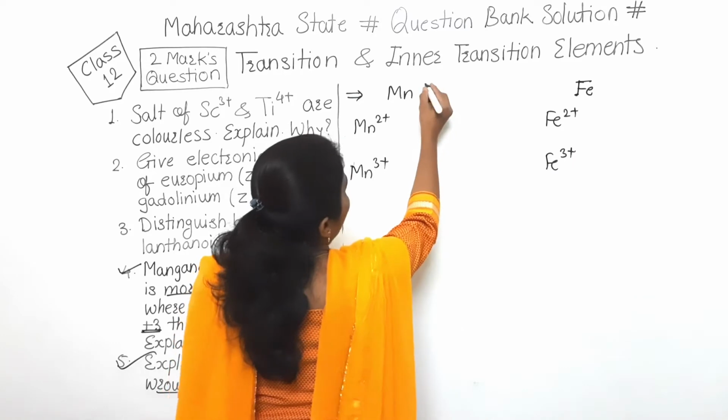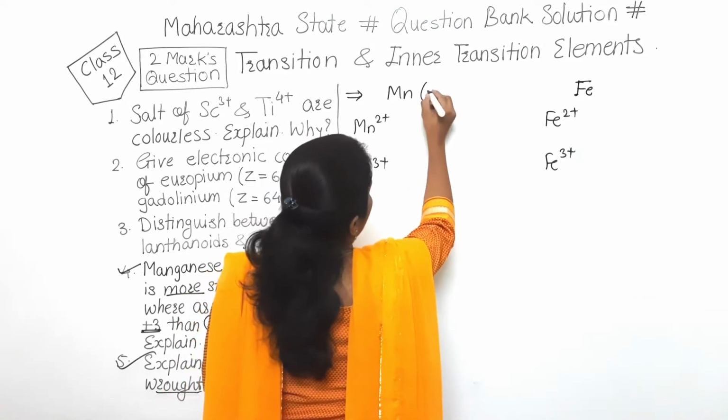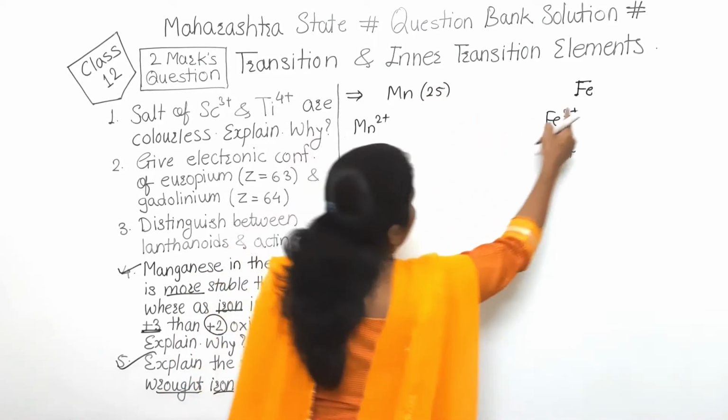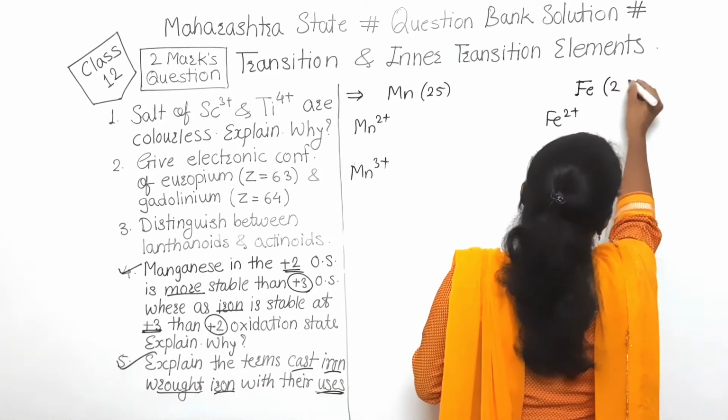Now if we consider Mn, its atomic number is 25, and if we consider Fe, its atomic number is 26.